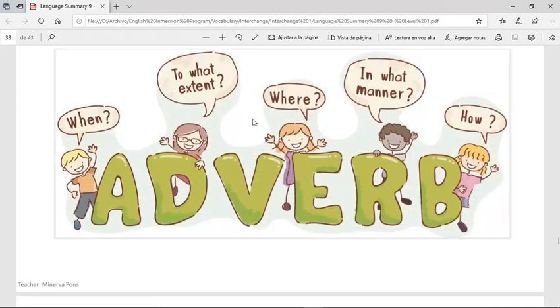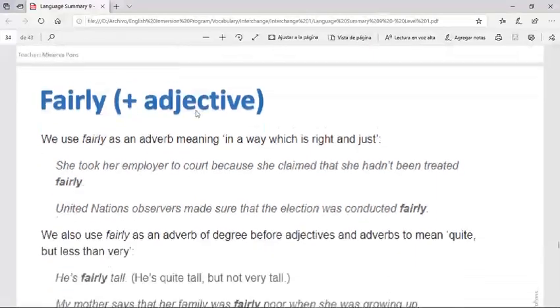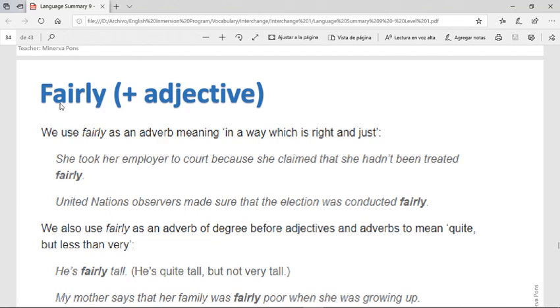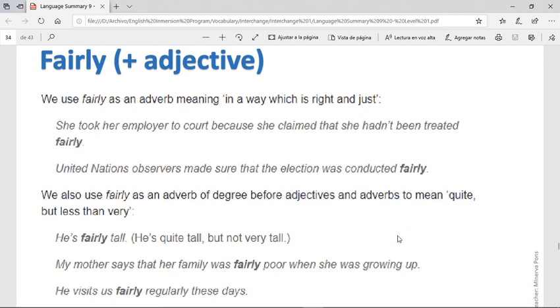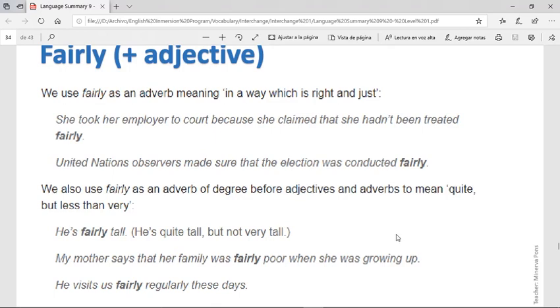Let's see some adverbs. We have fairly. Fairly basically means exactly, just enough, not too much, not too little. United Nations observers made sure that the election was conducted fairly. It's not like they went more for one candidate or the other. It's just exactly, not too much, not too little.